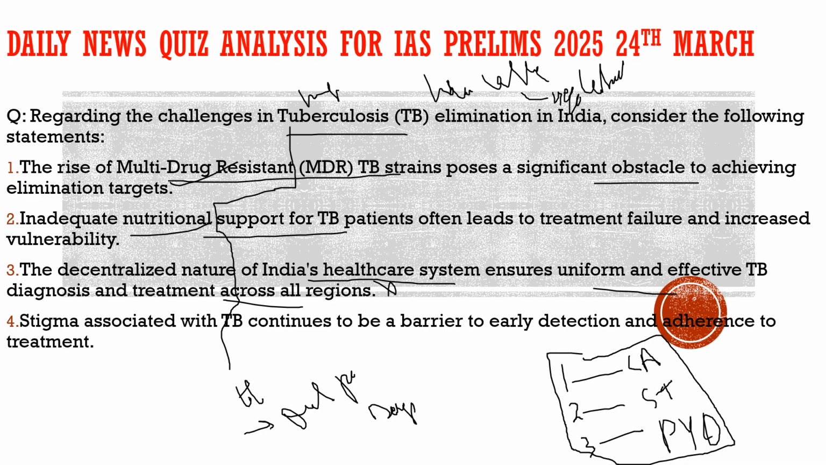Fourth statement: stigma associated with TB continues to be a barrier to early detection and adherence to treatment. 100% correct. So with respect to this question, the correct statements are statement 1, statement 2, and statement 4 only, and the code would be 1, 2, and 4. I hope you had understood the question as well as the context of the question. Now let's move to another slide and see what question we had brought there.